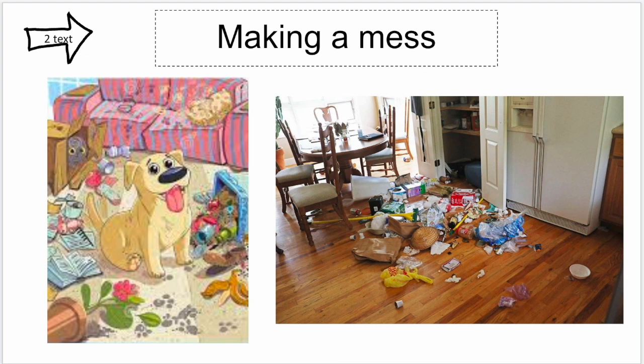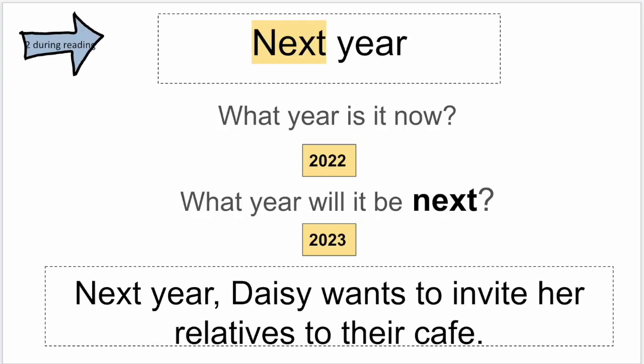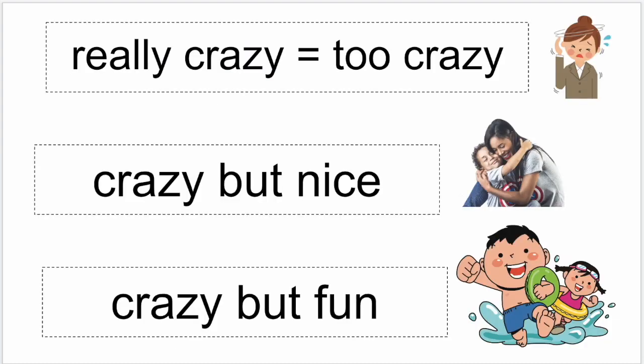And again, here is a word, making the mess. I could use it again in the same book. And here is the notion of really crazy or too crazy versus crazy but nice. Next year, she wants to invite relatives, so we did work with the word next, and the easiest way for me was to refer them back to our calendar work, which we do pretty much every day. And here is the new expression, crazy but fun.